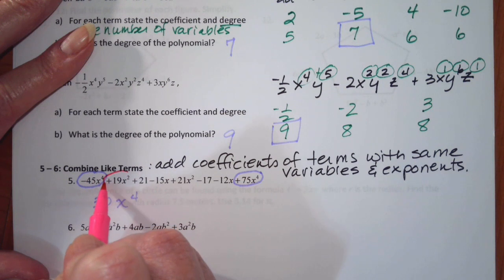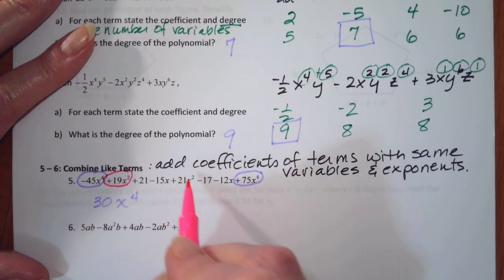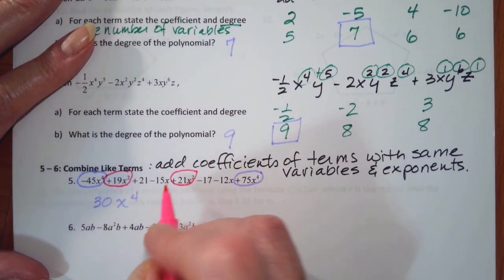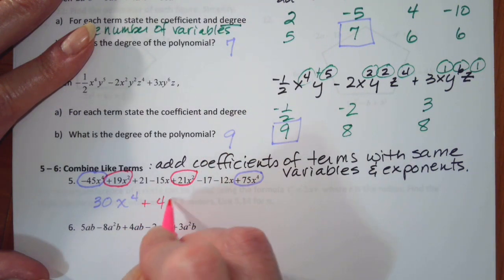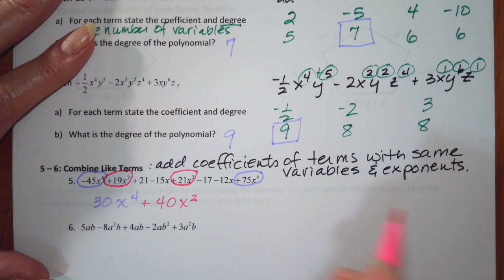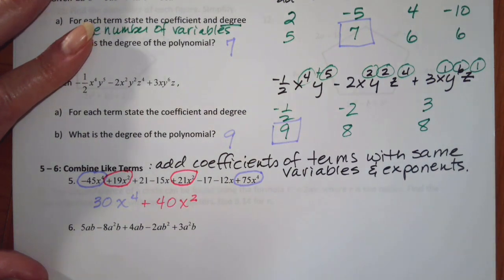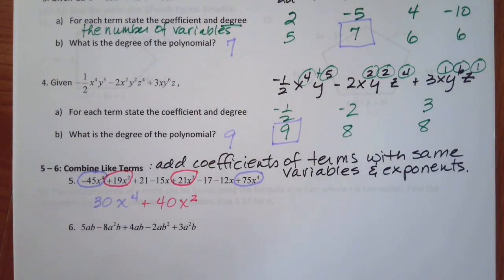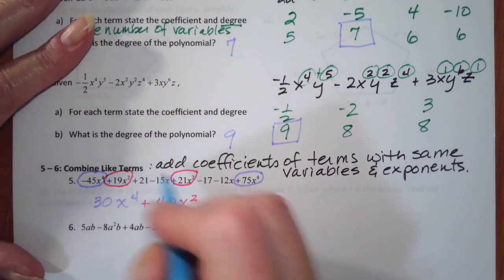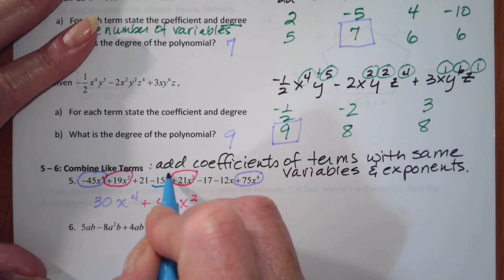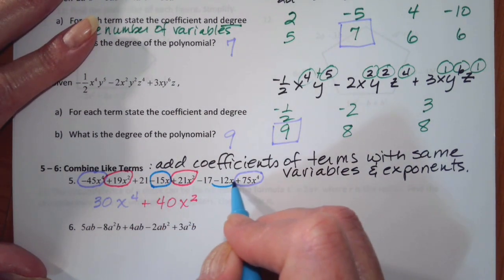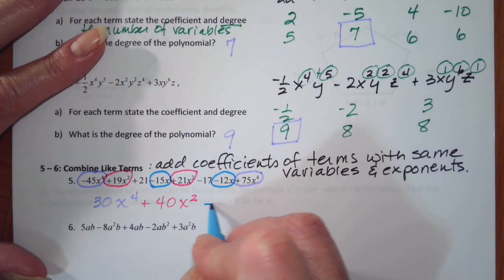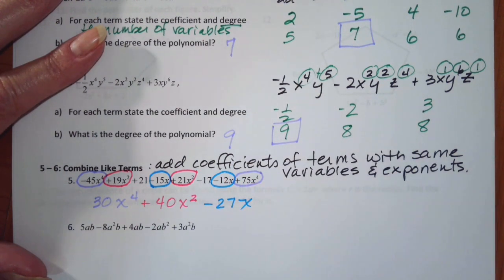All right, 19x to the 2nd plus 21x to the 2nd gives me 40x to the 2nd. I'm going to do it in descending order. Again, it doesn't say. If I have a negative 15x and a negative 12x, that gives me negative 27x.